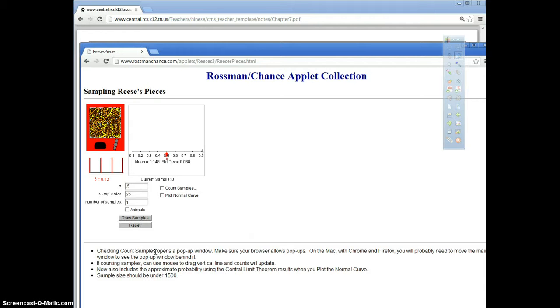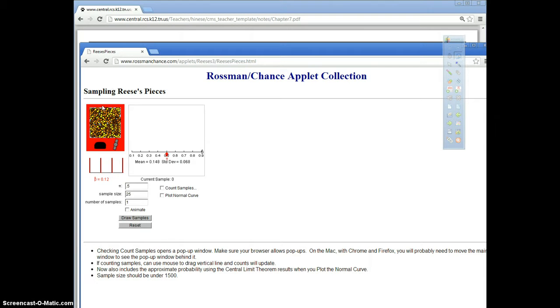Today we're going to continue our discussion about sampling distributions, but we're going to get a little bit more specific. We're going to talk about the sampling distribution of the sample proportion, or the sampling distribution of p hat. To begin my illustration, I have this Rossmann-Chance applet. If you're interested in looking at this applet, you can find it at this web address.